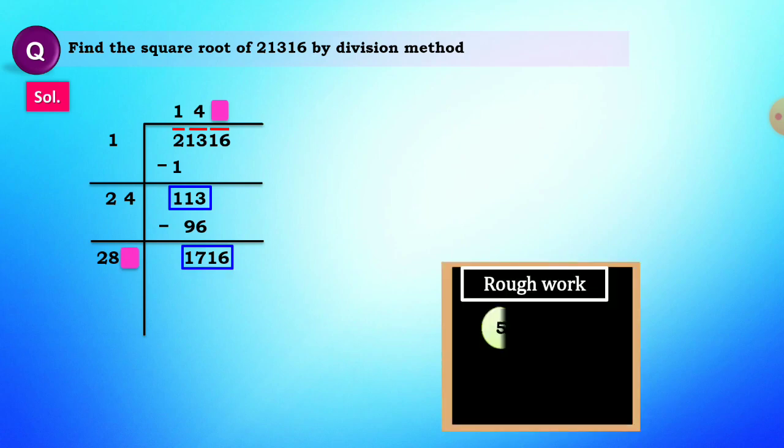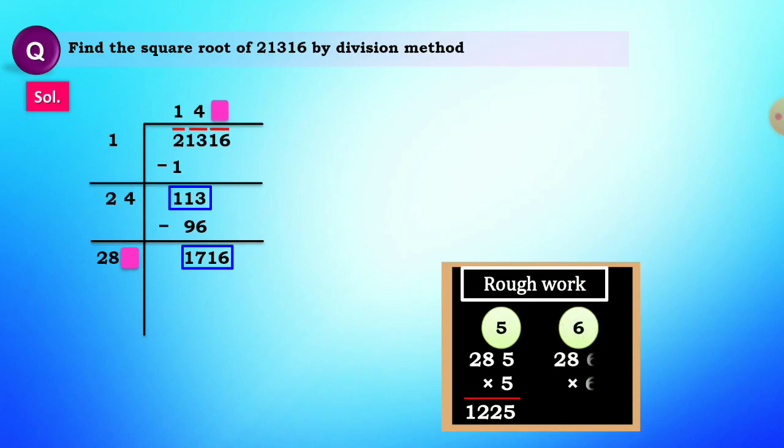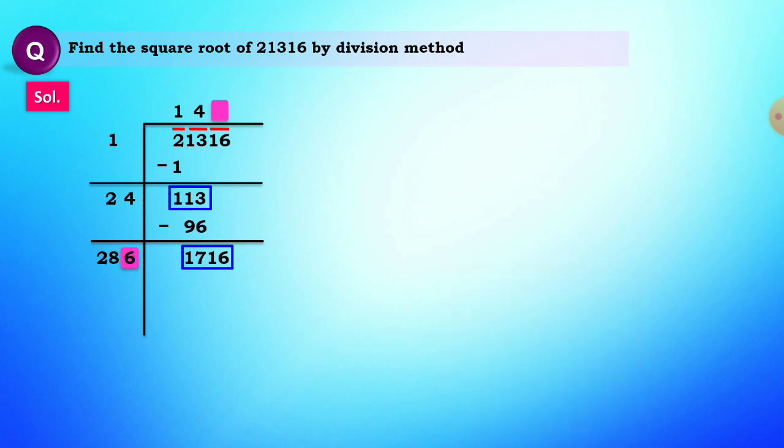So let's try students. Suppose I multiply 285 into 5. When I multiply this, what do I get? I get 1425. I will check the next digit as well. 286 into 6. When I multiply 286 by 6, I get the answer as 1716. So we got 286 into 6, 1716, which is just equal to 1716. So we will write 6 as the quotient, and we'll write 1716 below 1716.